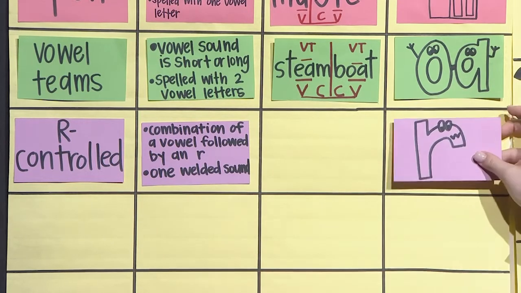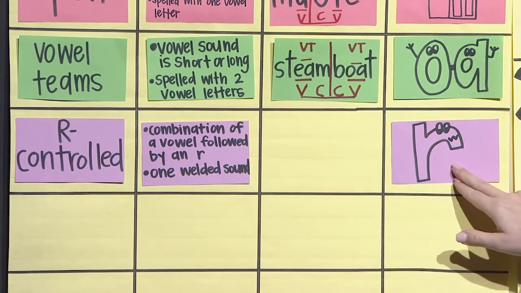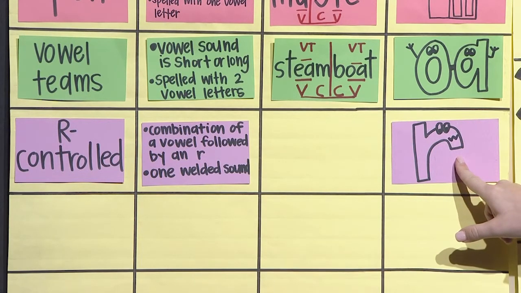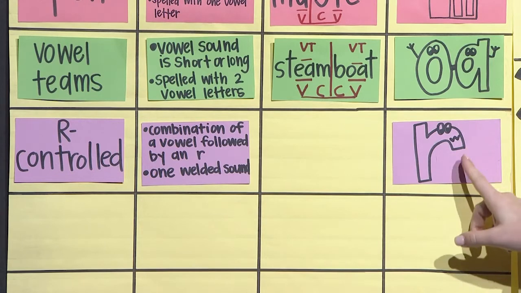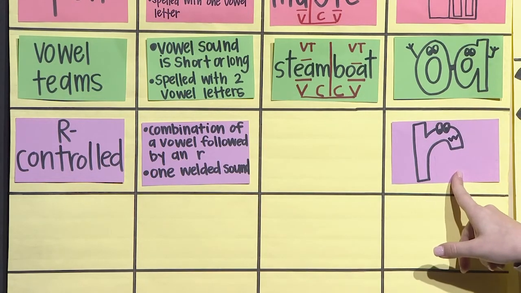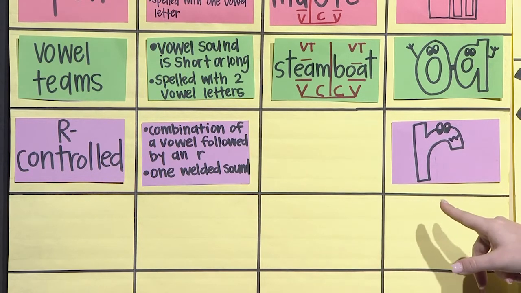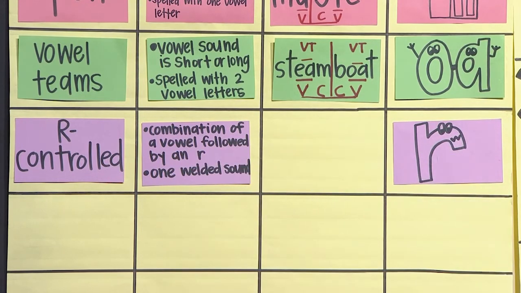We're going to use this letter R as a visual to help us remember. If you look at his expression, he looks a little bossy. Sometimes you may hear of R controls as Bossy R because this R is kind of going to tell the vowel what to do as they make a new welded sound. So if you hear me say Bossy R, just know we're talking about R-controlled syllables. You want to try some together?